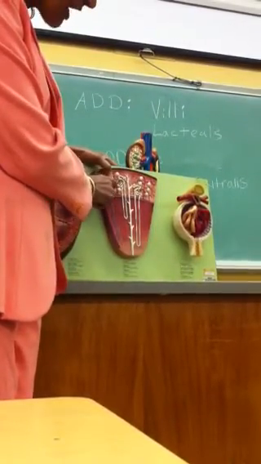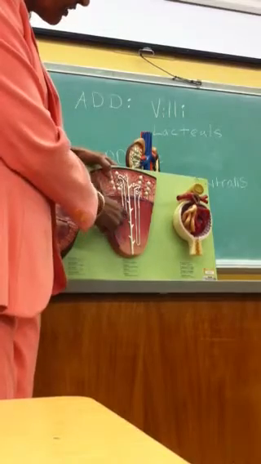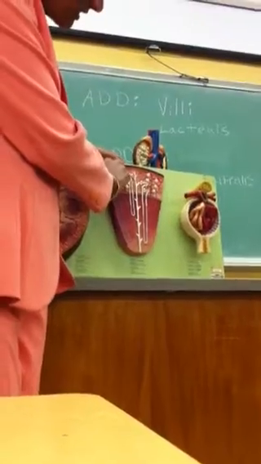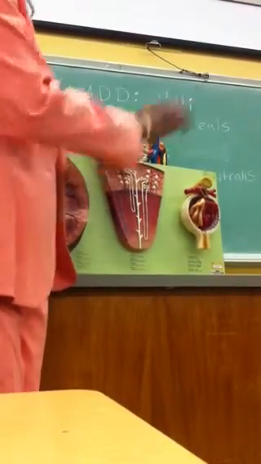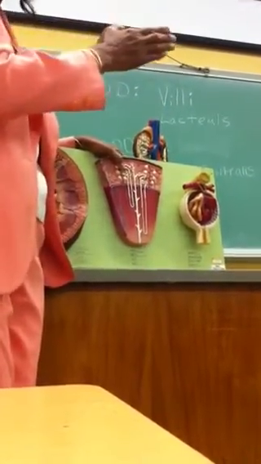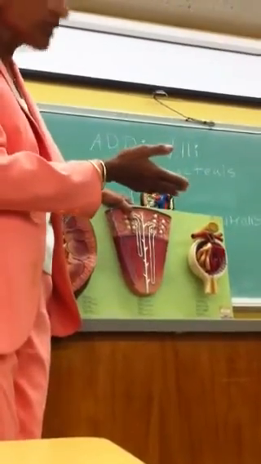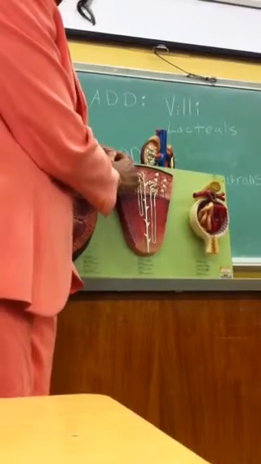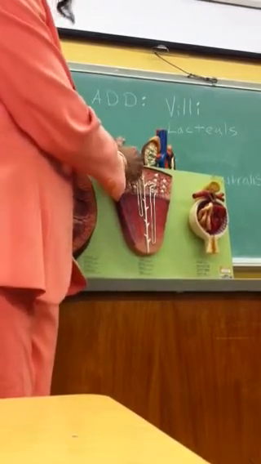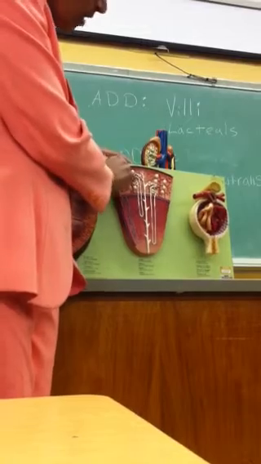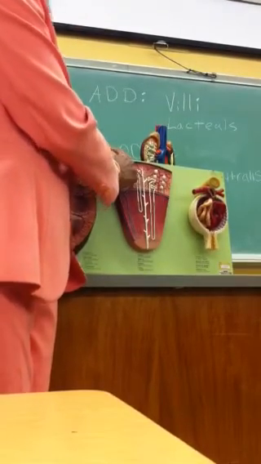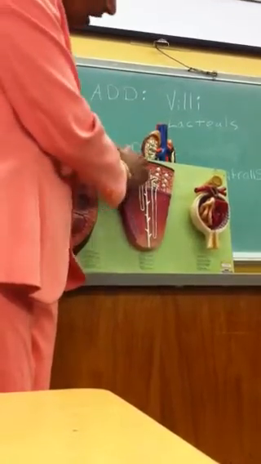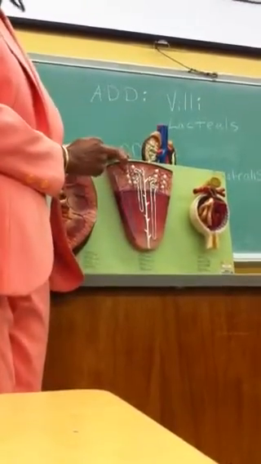See, from the Bowman's capsule, it's flowing through this tubule. That's what is called nephron, right? See, this tubule is folded, isn't it? That's why it's called convoluted tubule, because it's folded. It's closer to the Bowman's capsule, so it's called proximal convoluted tubule, whereas this is distal convoluted tubule. So you have Bowman's capsule, proximal convoluted tubule, loop of Henle, distal convoluted tubule, and then the collecting duct, right?